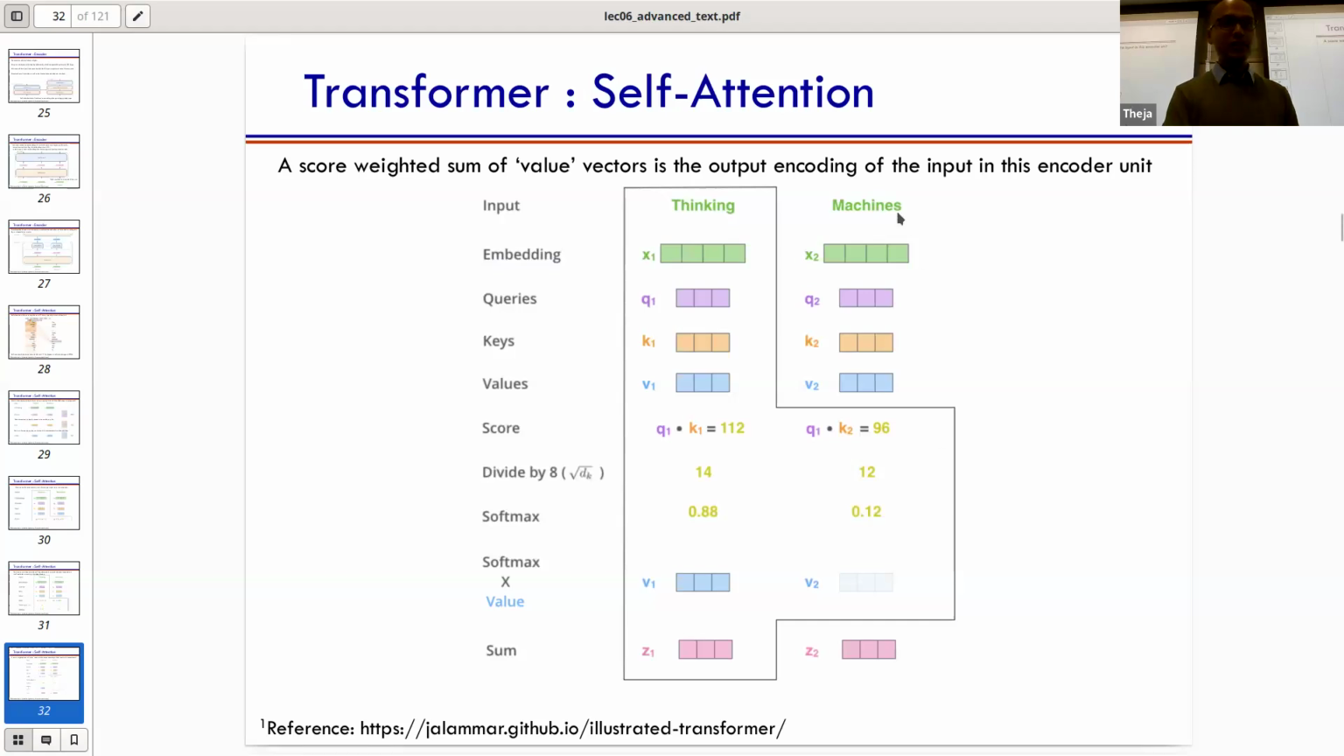Now, let's say we are focused on the second word. We're going to go from X2 to Z2. Then it'll be Q2 times K1, Q2 times K2, Q2 times K3. So the queries for each word are the ones determining how to work with the keys to produce some weights, which can be used for weighted averaging of the values. Okay.